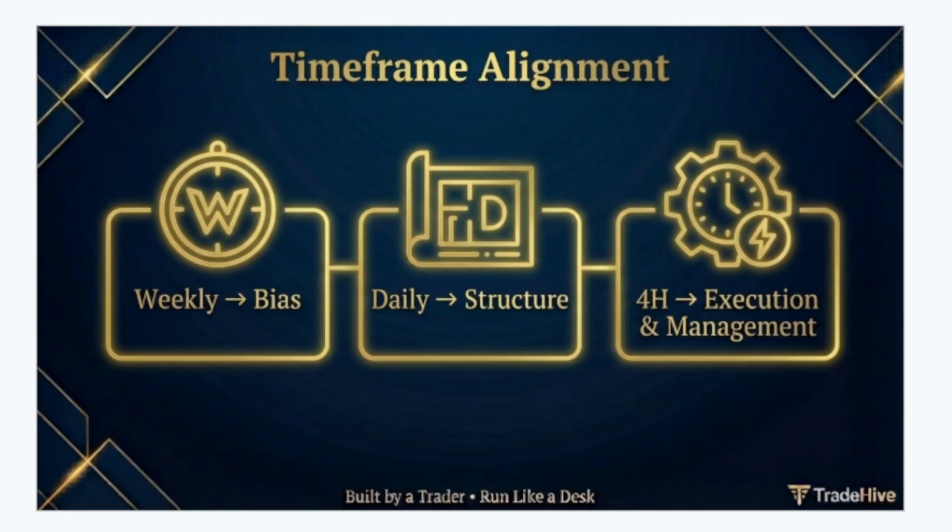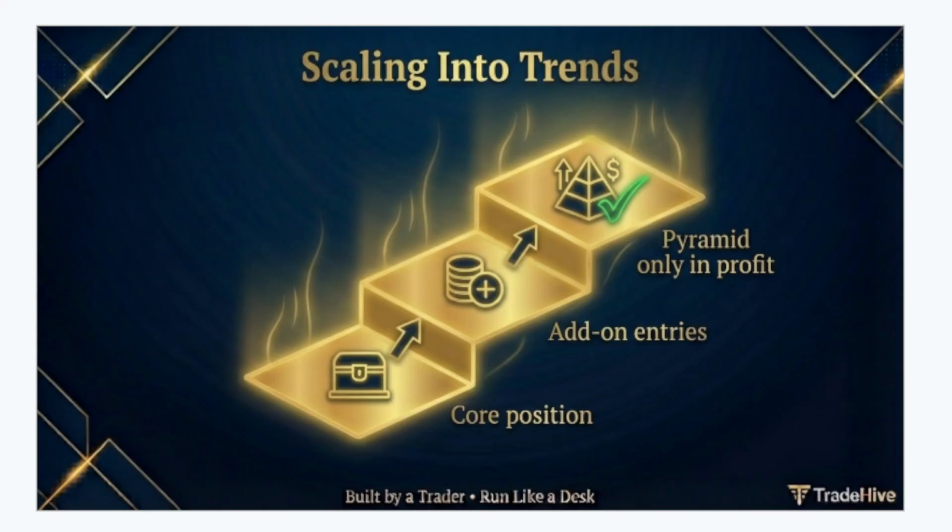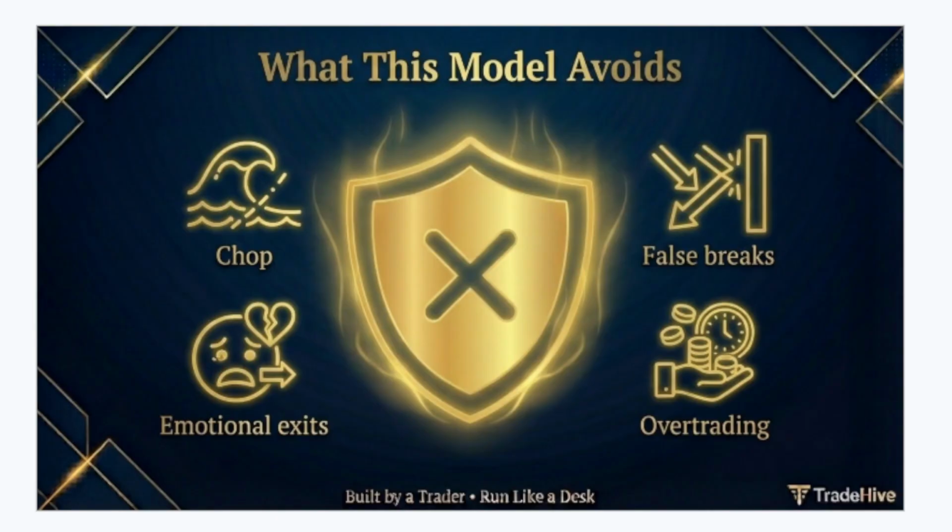Time frame alignment involves using the weekly chart for bias, the daily chart for structure, and the 4H chart for execution and management. When scaling into trends, focus on the core position and use add-on entries. Remember to pyramid only when you are already in profit. This model avoids chop, false breaks, emotional exits, and overtrading by using systematic filters and rules.